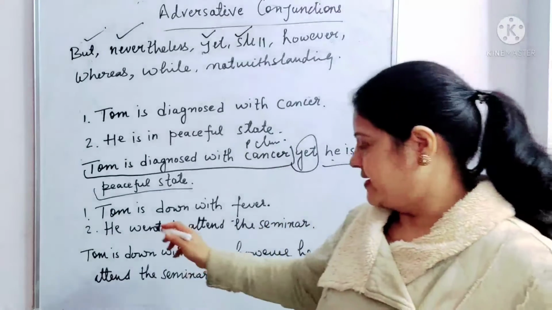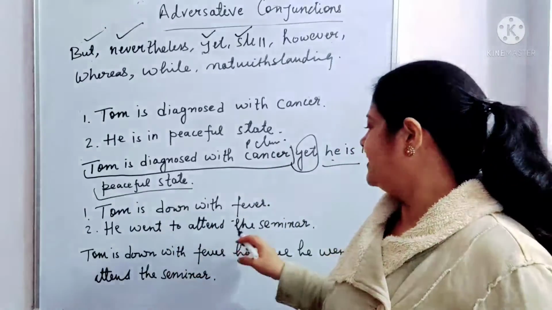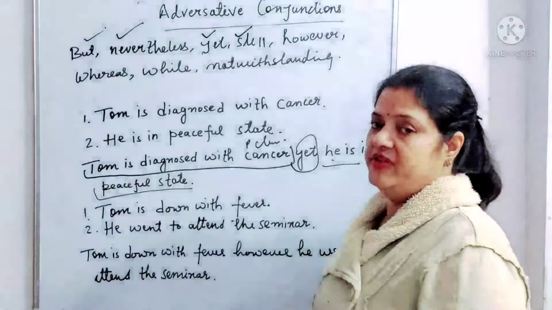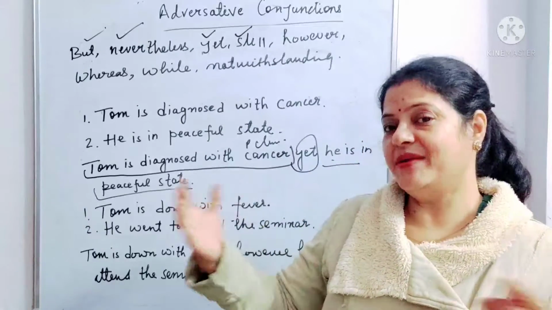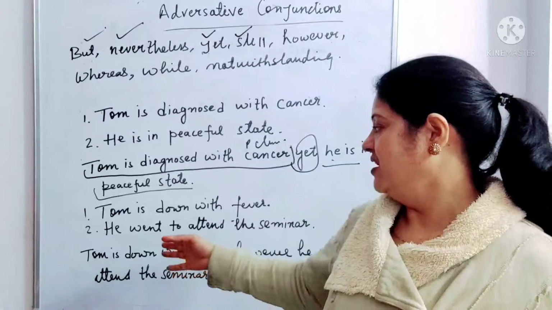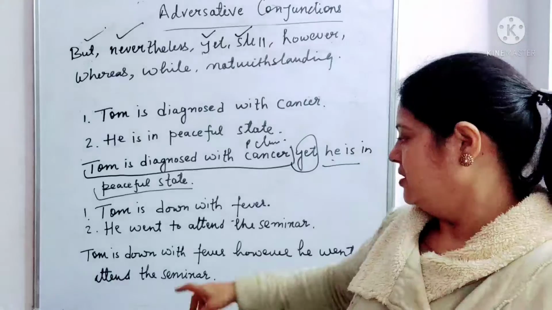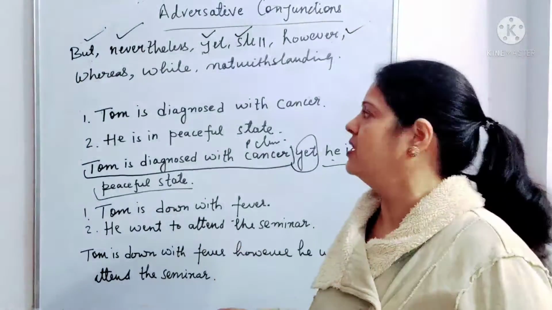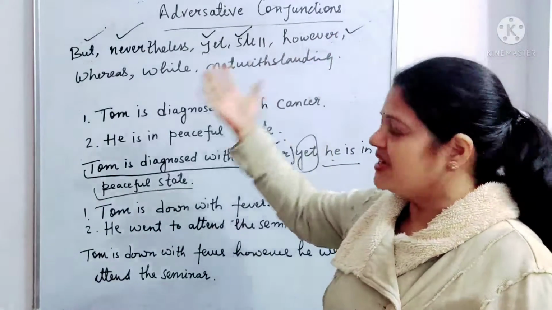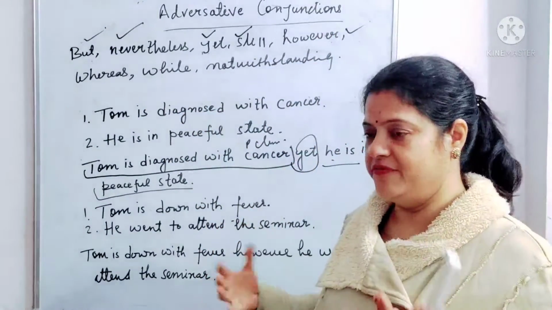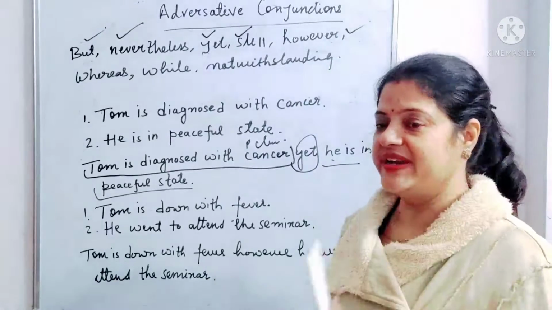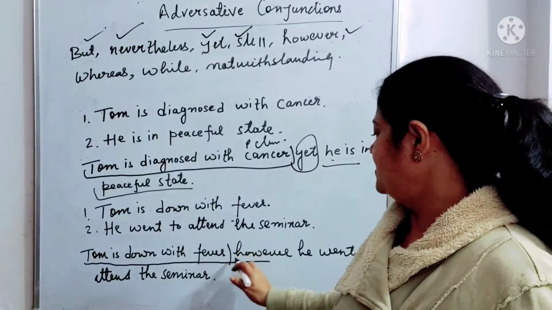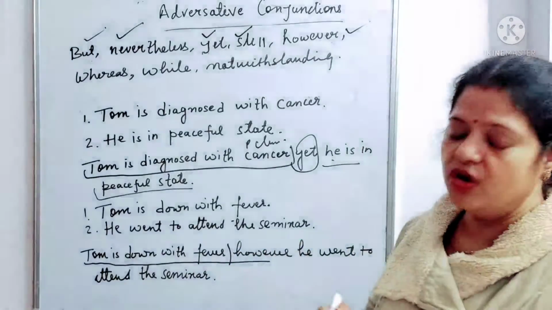Okay. Now, the second sentence: Tom is down with fever. He went to attend the seminar. So here again we see some contrasting nature. If Tom is down with fever, people expect him to take rest and lie down on the bed, but instead he went to attend the seminar. So here we will use the conjunction however. Tom is down with fever, however he went to attend the seminar. You can use yet and still too; any of these can be used if some contrast is there in two sentences. Again, the first part is called the principal clause: Tom is down with fever. And however he went to attend the seminar is called the coordinating clause.